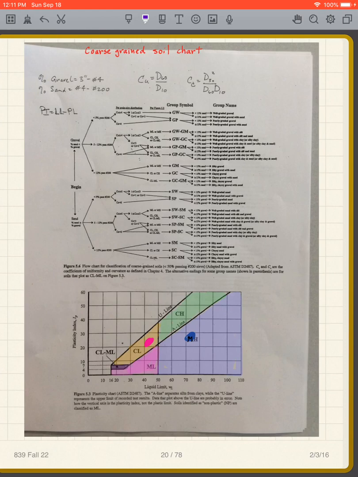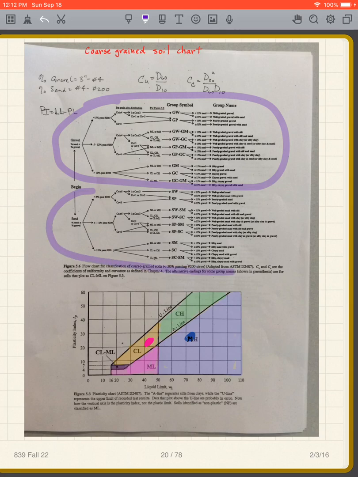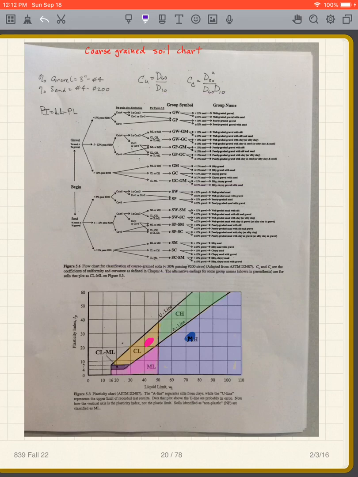This is basically the same sort of chart. Again, if we're in the gravel, we have this one. This one's harder to read, obviously. If we have sand, we have this one. And then if we have to classify the fines region of the coarse grained soils, we use this particular chart. So this is another chart that can be used for classifying coarse grained soils. Again, our goal is to get this letter and this name.